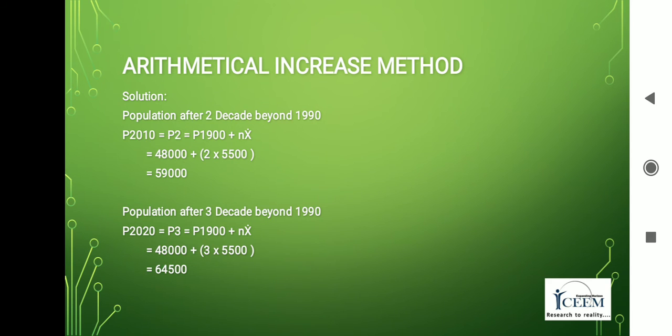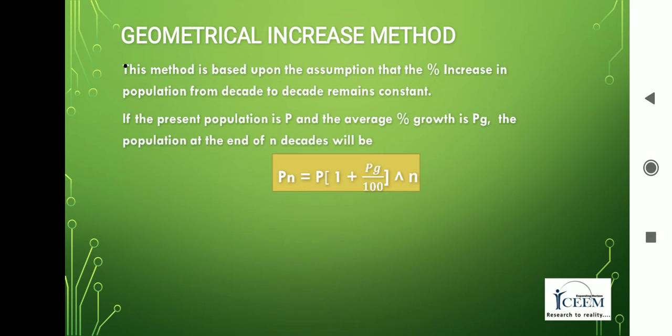Next method is geometrical increase method. This method is based upon the assumption that the percentage increase in population from decade to decade remains constant, that is, the increase of population from one decade to another decade in terms of percentage will be constant.